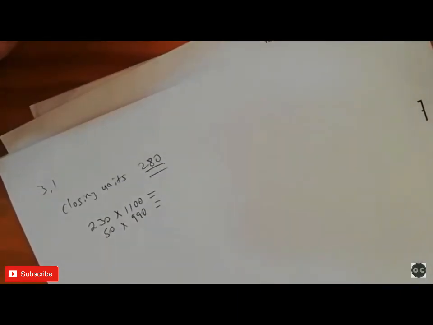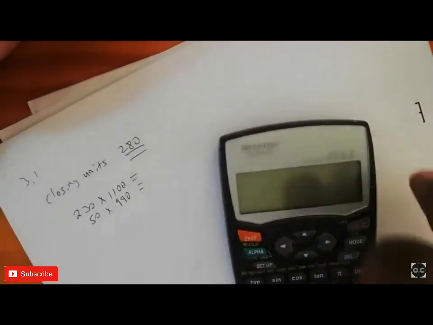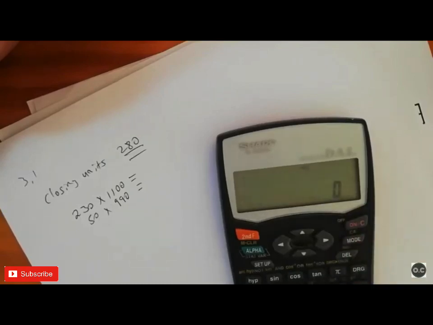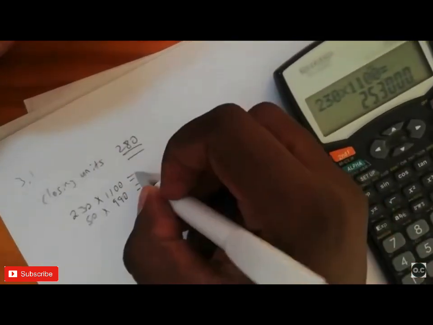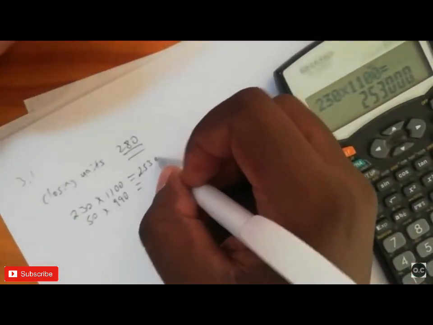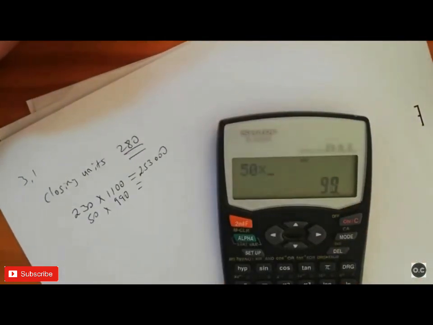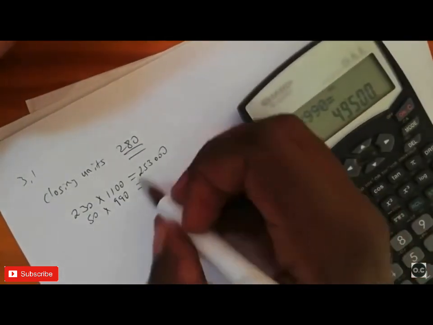It's that simple, guys. And then you whip out your calculator, you calculate your closing stock. I'm going to whip out my calculator. 230 times 1,100, that's 253,000, yeah? And then here, 50 times 990, 49,500.